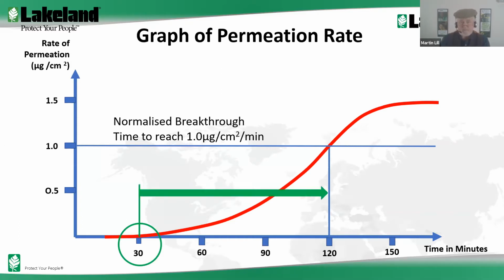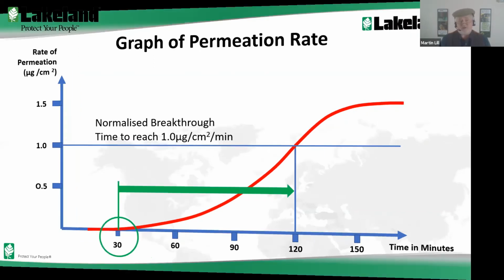So between that 30-minute point and the 120-minute breakthrough, the chemical has already been permeating through the fabric at an increasing speed. And that volume, that area below the red line there, that represents the volume per centimeter squared of chemical that has already permeated at the breakthrough of 120 minutes. So that's telling us chemical is already permeating through before the breakthrough identified in the test. So in answer to the question, does it matter?